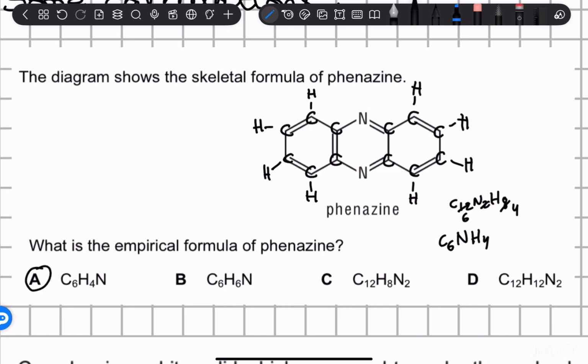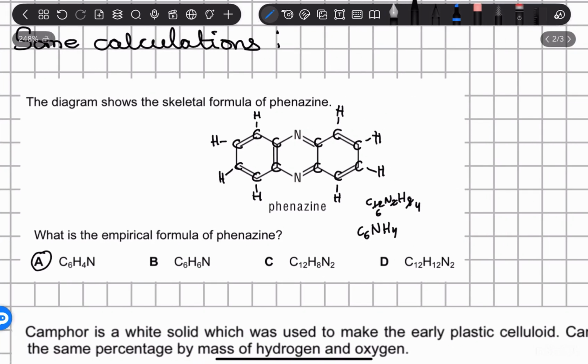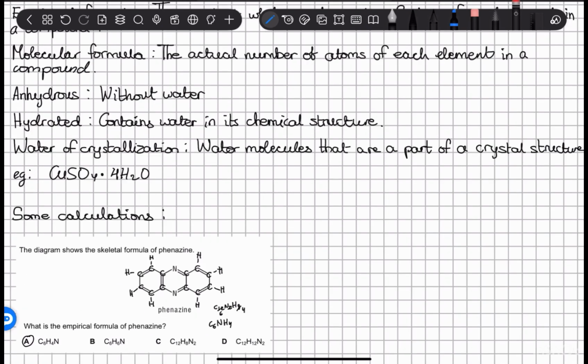And that's just how to do this. This is a very simple question. And that's how you determine the empirical formula from looking at the molecule itself in, I wouldn't say plain sight, but yeah. So we're done with this question.